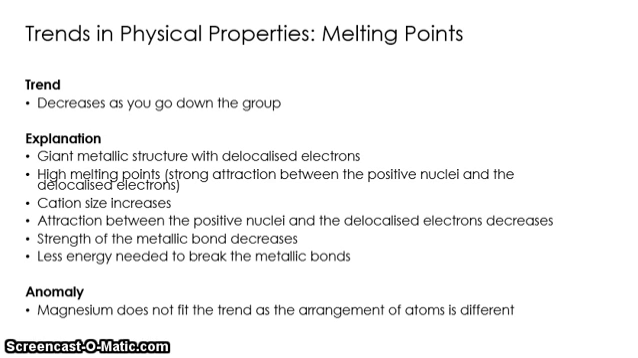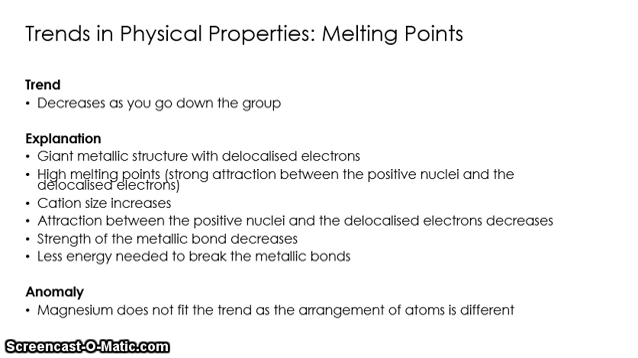The next trend you need to know about is melting point. The trend in melting point is that it decreases as you go down the group, and the explanation for this is that, as you know, the group 2s are metals, so they're giant metallic structures with delocalized electrons. The high melting point of metals is down to the very strong attraction between the positive nuclei and the delocalized electrons.